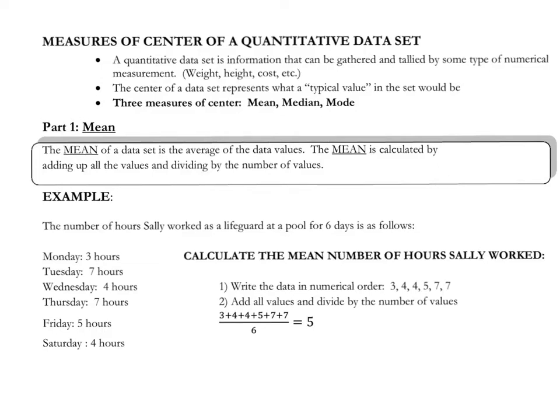The mean of a data set is the average of the numbers, or the data values. You hopefully have taken averages before, but the mean is calculated by adding up all of the values and then dividing by the number of values. So if I'm adding up 10 different numbers, I'm going to add all the numbers up and then divide by 10 because there are 10 numbers.